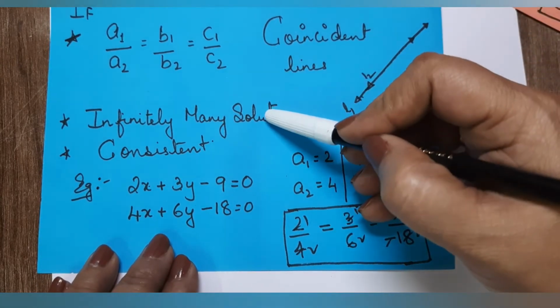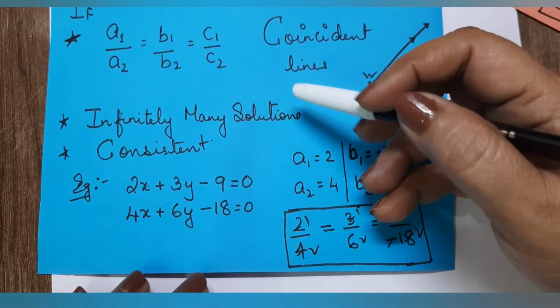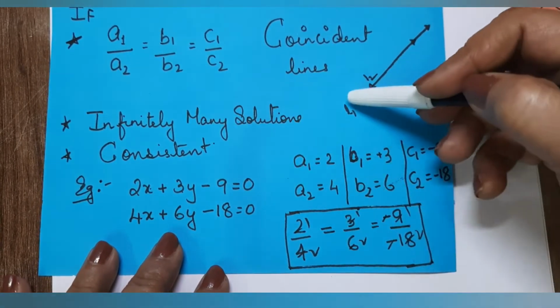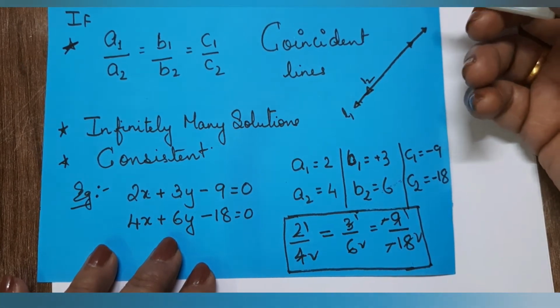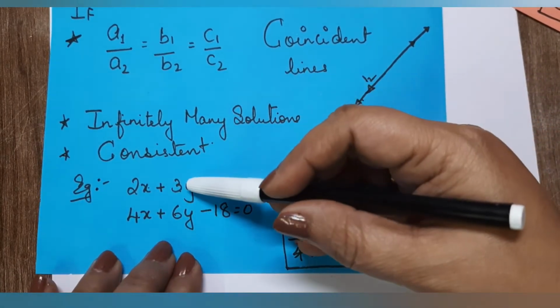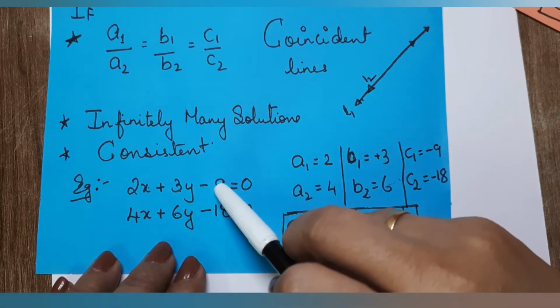So when they have a solution, they are called consistent. Even if they have one unique solution, then also they are consistent. Here these lines also, because each and every point on the line is a solution for these lines, they are consistent. Example here, a1, b1, c1 is minus 9.